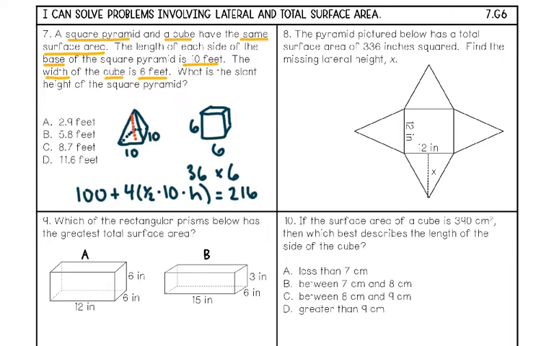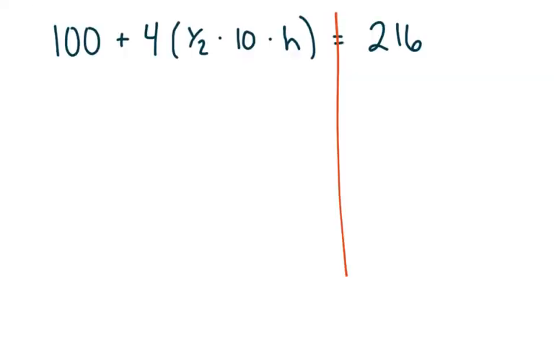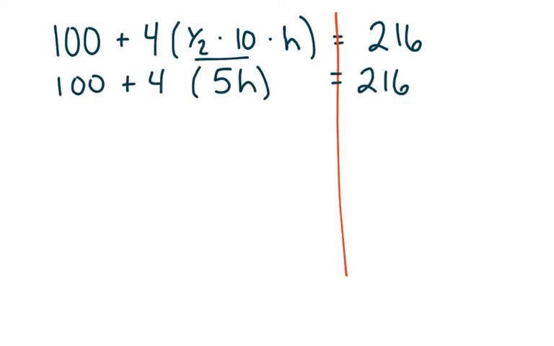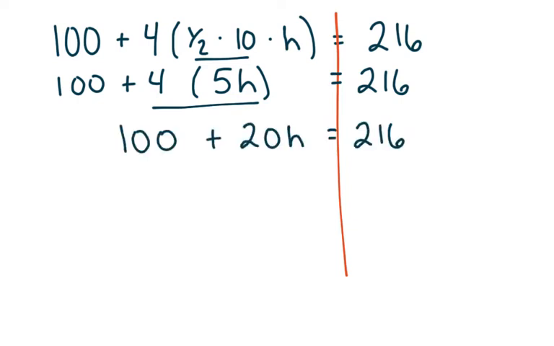When you've got your equation set up, you can solve this. I'm going to look at the left side and see if there's anything I can simplify. So I'm looking in parentheses, and I can take 1/2 of 10. 1/2 of 10 is 5, and then I'll bring everything else down. I'm still looking at the left side. I can simplify this another time because I can take 4 times 5h, which is 20h, and then bring everything else down. And now I'm looking at a 2-step equation.